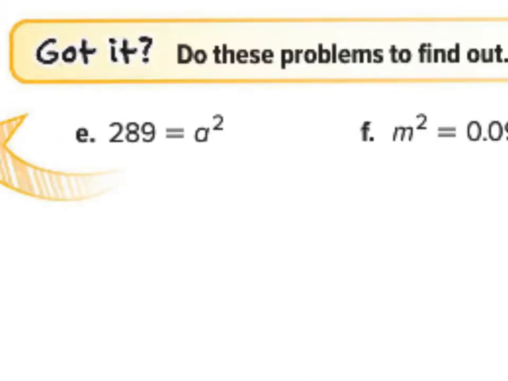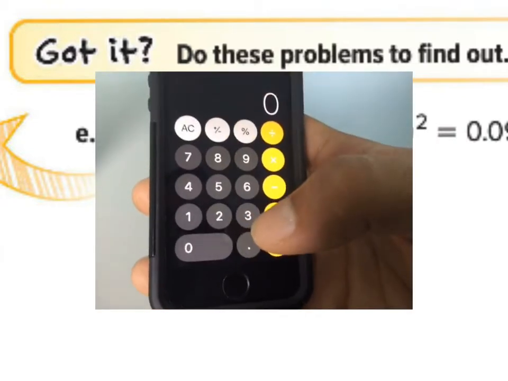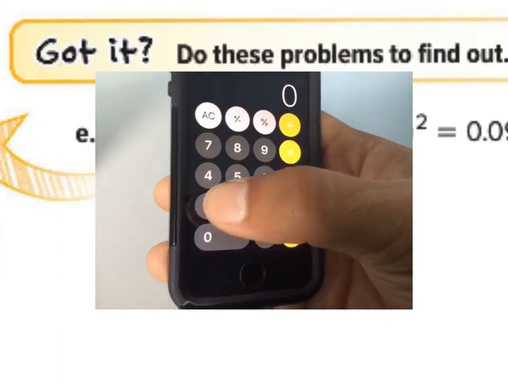Okay, let's try E. For E, we have 289 equals A squared. So what is the value of A? What number multiplied into itself will give you 289? Now, you might not know this off the top of your head. So what I do is, I simply take my calculator and I start playing around with numbers.